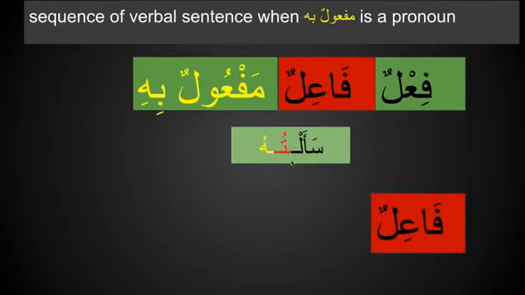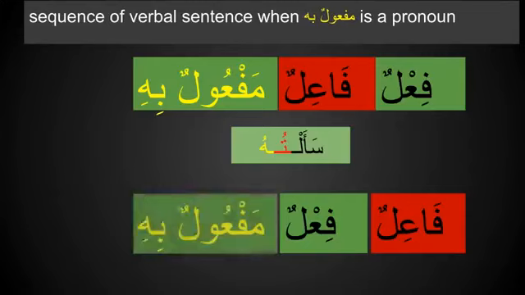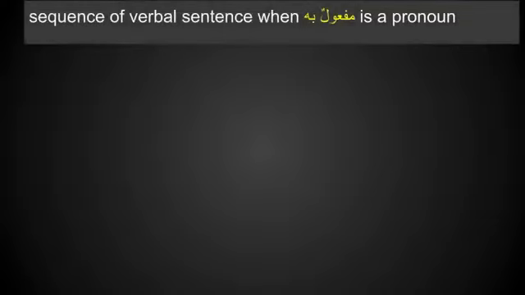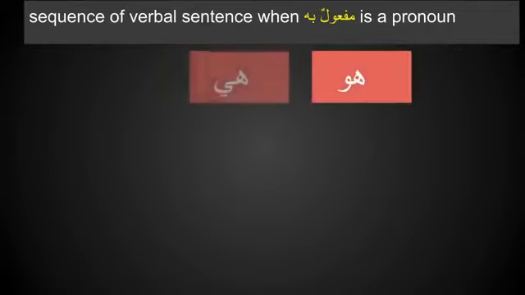However, our translation sequence again will start from fa'il, go to fa'al, and then translate the maf'ulun bihi. So that will be the translation sequence. So let's see what will happen in the case of huwa and hiya. We know in huwa and hiya they are pure forms where the fa'il is not attached to the verb, and the fa'il can be present outside the fa'al, that is after the fa'al.